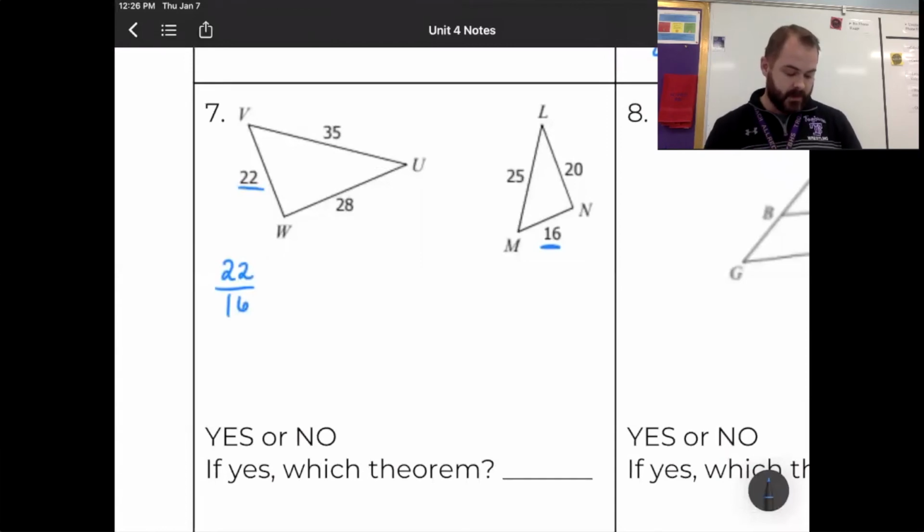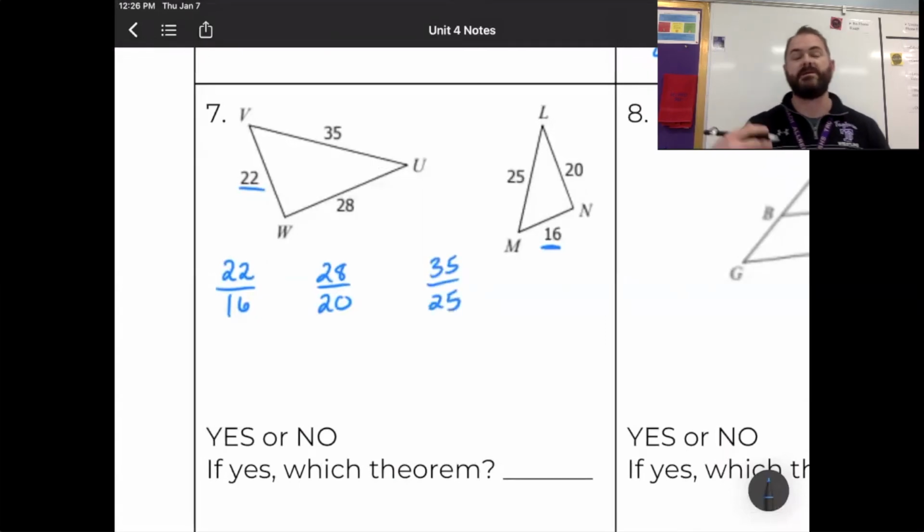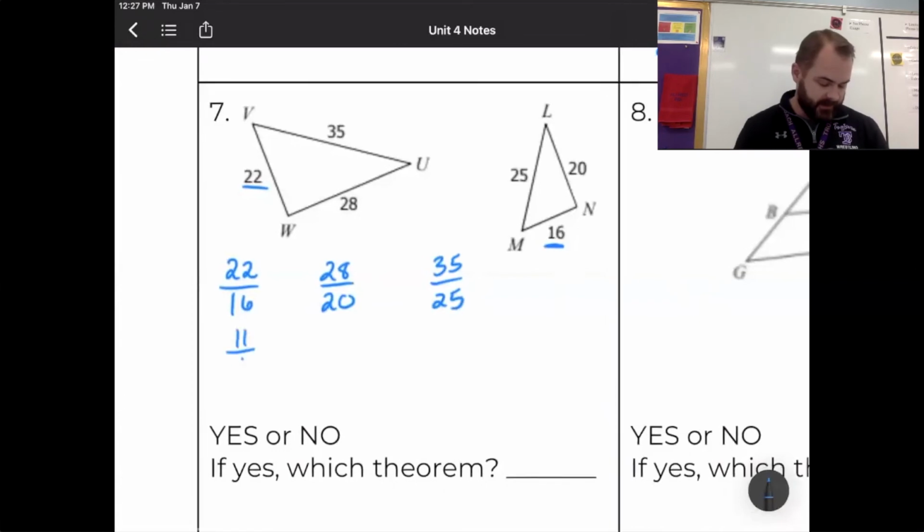Okay. The other pairs of matching sides, if I went to the middle side length, 28, it corresponds to the middle side length 20 on the other triangle. And then finally, the largest sides are 35 and 25. And so I want to match those up and I want to see if these are actually equal. So I want to reduce each one of these. 22 over 16, we can divide by 2. That's 11 over 8. Can't reduce that anymore because 11 is a prime number.